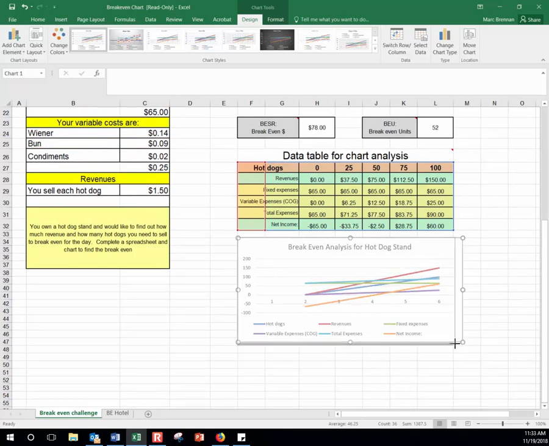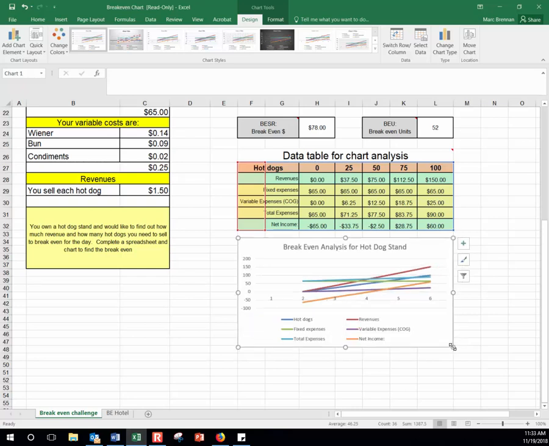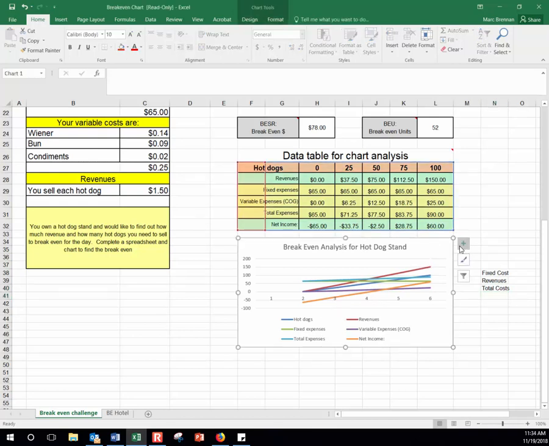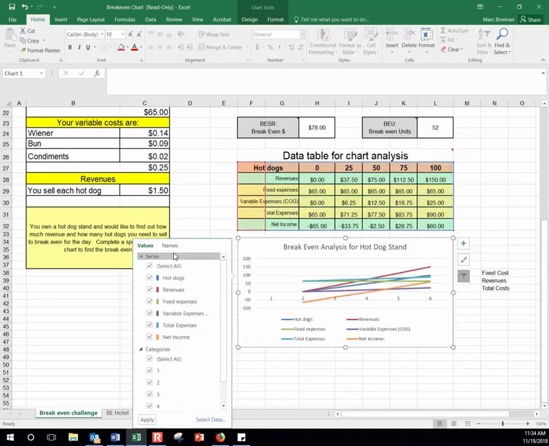Now, this chart is really not clear right now. There's only really three things that we need to look at when we're looking at our break-even chart, and that's our fixed cost line, our revenues line, and our total cost, or total expenses. Okay. So if you take a look, we've got way more information than we need. So if we click on our chart and we click on our chart filters, you're going to see that we have a lot of different things highlighted here. We only need fixed costs, revenues, and total costs.